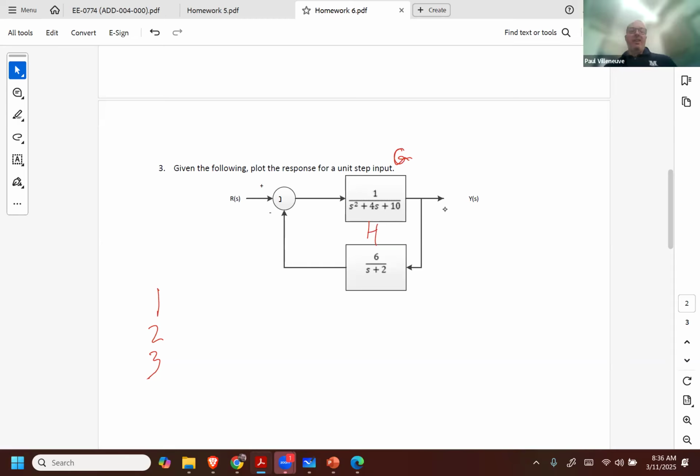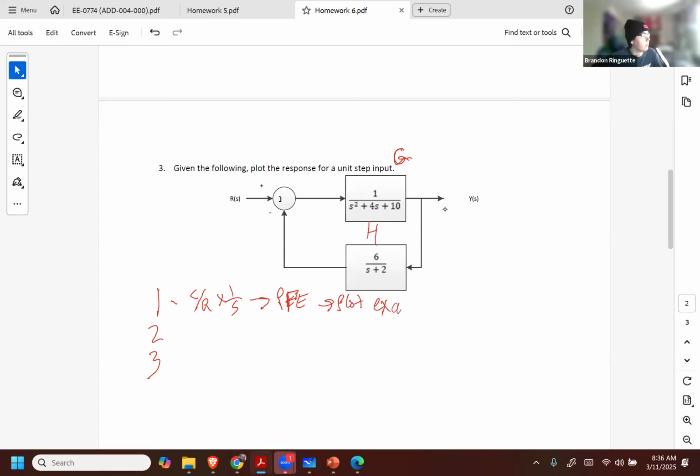Well, I think what you're saying, Brandon, is you can find the transfer function, right? Is you're going to get C over R. You multiply that by a unit step. Then you have to do partial fraction expansion. And then you plot in Excel, right? Is that what you're suggesting? Yes. Yep, that's one way to do it. Any other ways?